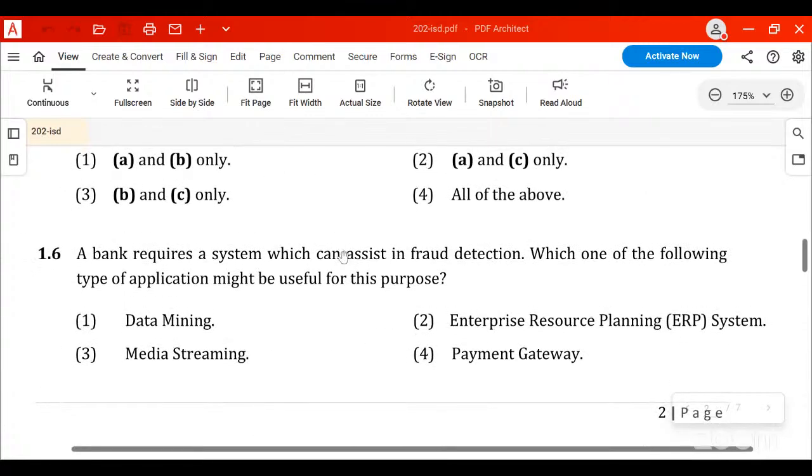A bank requires a system which can assist in fraud detection. Which one of the following types of application might be used for this purpose? Data mining, enterprise resource planning systems, media streaming. Now, to detect fraud, definitely we have to use data mining.